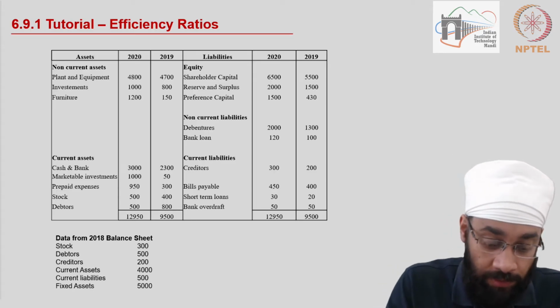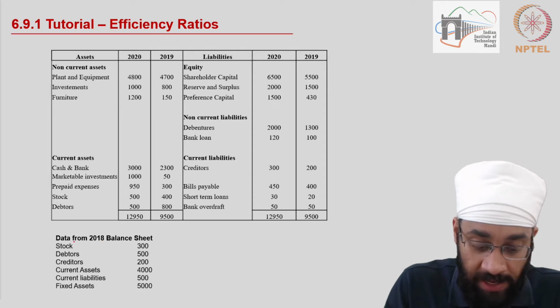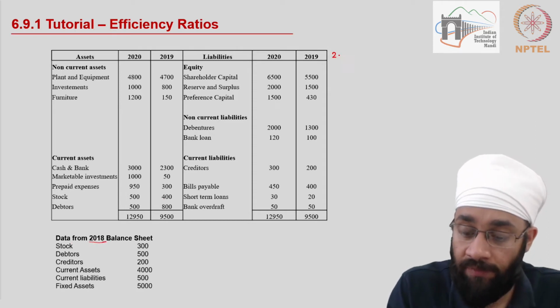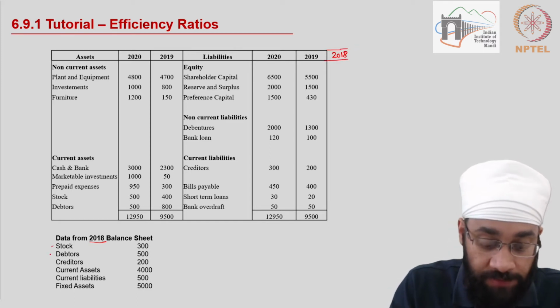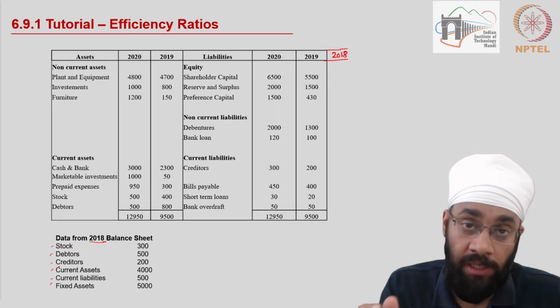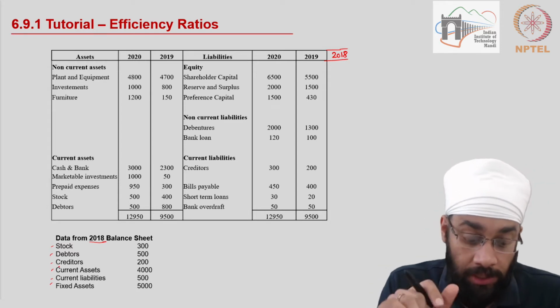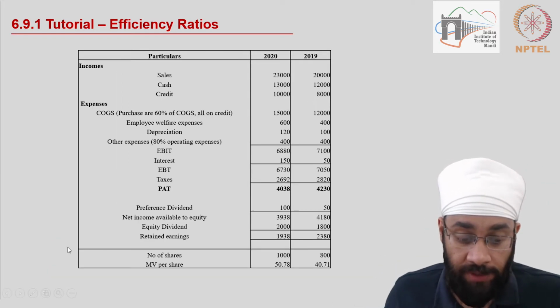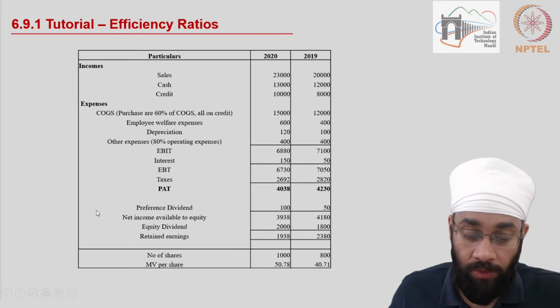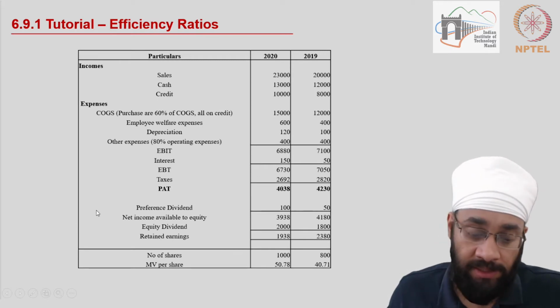We have some new information, and this information is from 2018 balance sheet. So imagine if there was another column for 2018. So we have some selected information which we will need during the calculation of the efficiency ratios. Then we have the same income statement which possibly is not going to be used in this exercise.